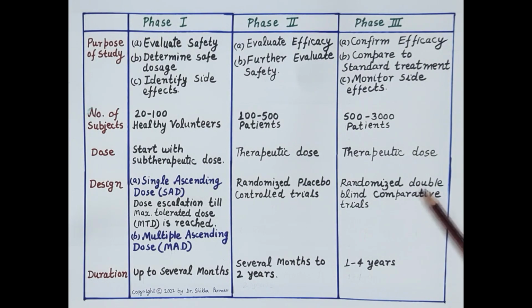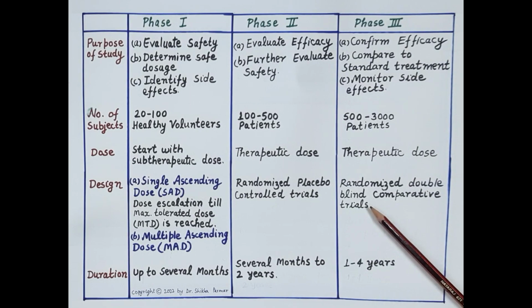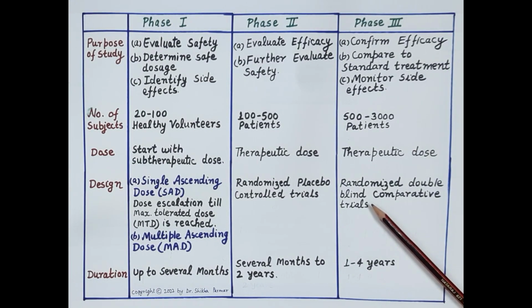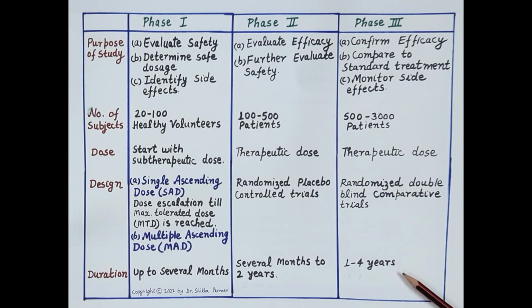Now, the trials are double-blind. So, neither the patient volunteer nor the researcher knows which drug the patient is receiving. That is, these people do not know whether the patient is receiving the actual new drug candidate or the standard drug. So, this reduces the experimental bias. Now, duration of the trial is 1 to 4 years.